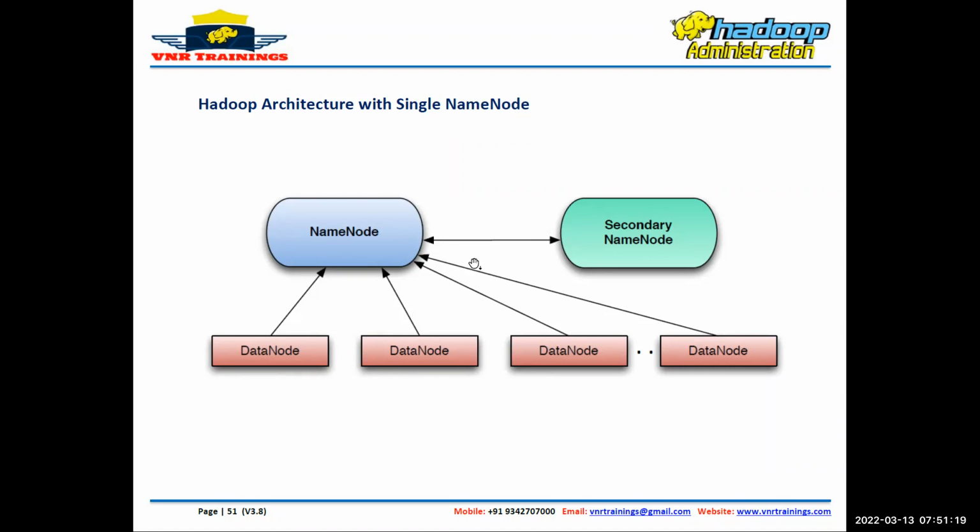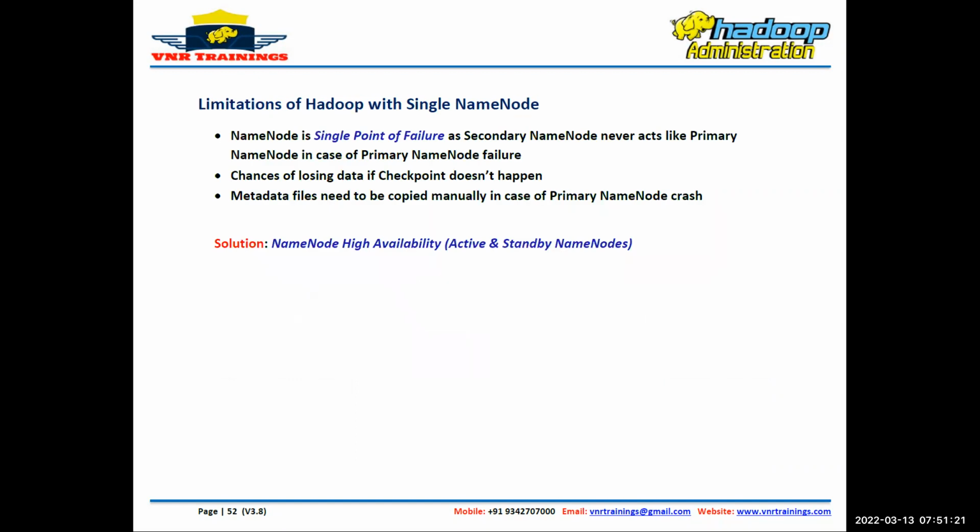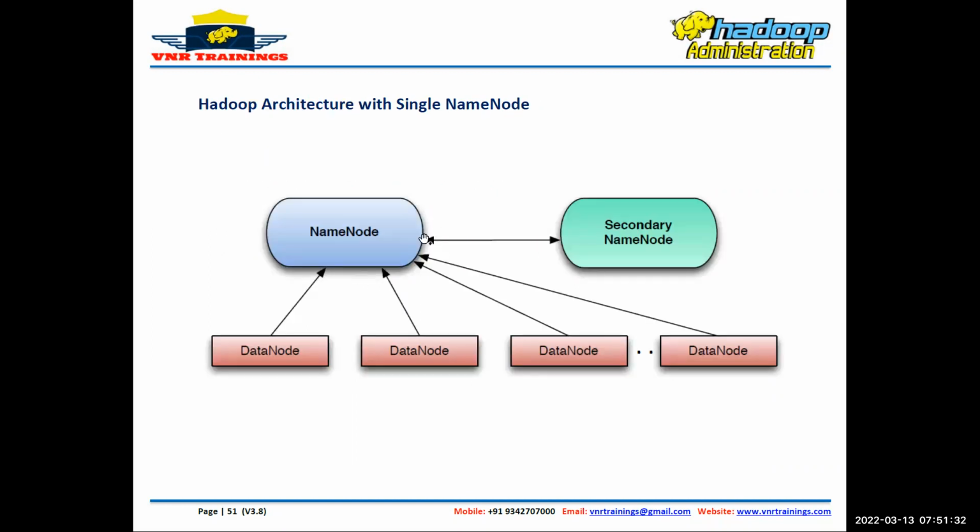Limitations of Hadoop with a single name node. Here the name node is the single point of failure, and the secondary name node never acts as a primary name node in case of primary name node failure. See, here I have one name node and one secondary name node. By any reason, if the name node is down, do you think the secondary name node will take care of the work? No, sir. We will see that also.